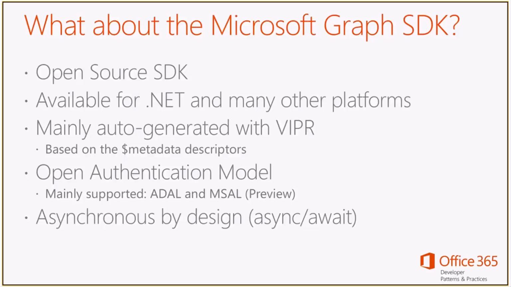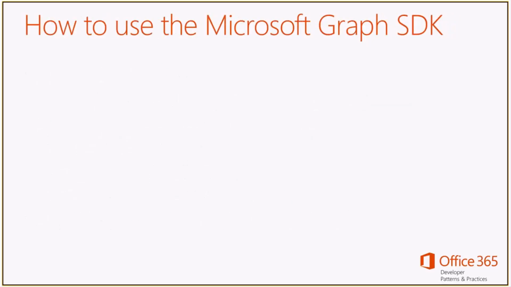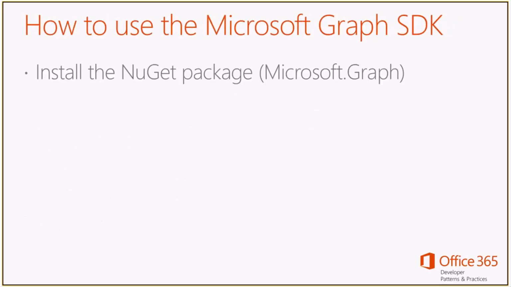So how can you use the Graph SDK for .NET or in general? Well, first of all, you have to install the Graph SDK, which is also made available as a NuGet package. So if you want to dig into the source code, you can go on GitHub, you can fork it, you can play with the source code. But if you want to simply use it, you can create a Visual Studio project, access the NuGet browser and search for the Microsoft.graph package.